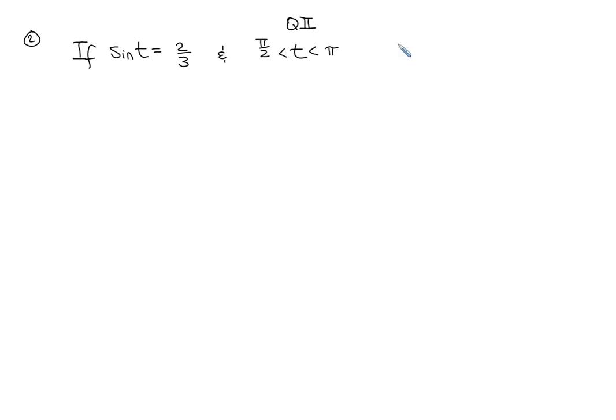And they want us to compute cosine of t and tangent of t. Remember, I mentioned to you once before, actually multiple times before, that there are 2 different ways of going about doing this. I'm going to show you both methods to refresh your memory, and then we're going to take a look at an example where the one method becomes a little bit more problematic.